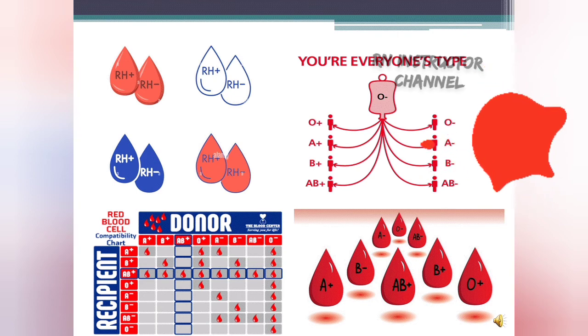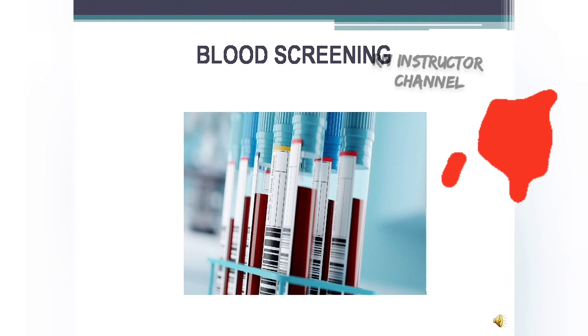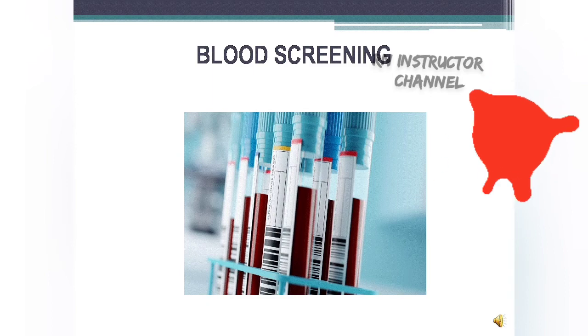O and A are the blood groups always in high demand. But is there any best type of blood group? The answer is no. There is no special or best type of blood group, but we require all the different types of blood group based on the patient's requirement. Blood screening is done in order to find out any transmissible diseases present in the donor's blood, such as HIV, hepatitis virus, HTLV, that is the human T lymphocyte virus, or STS.